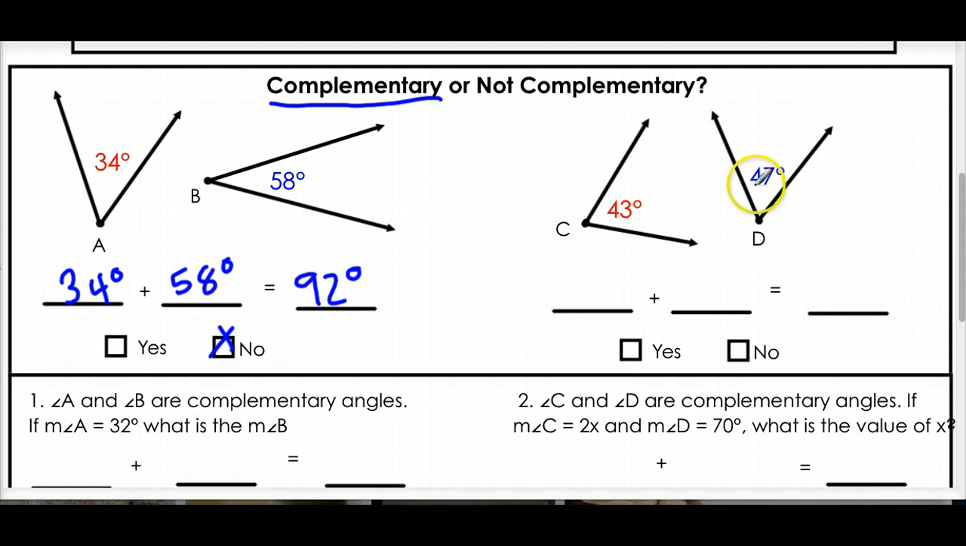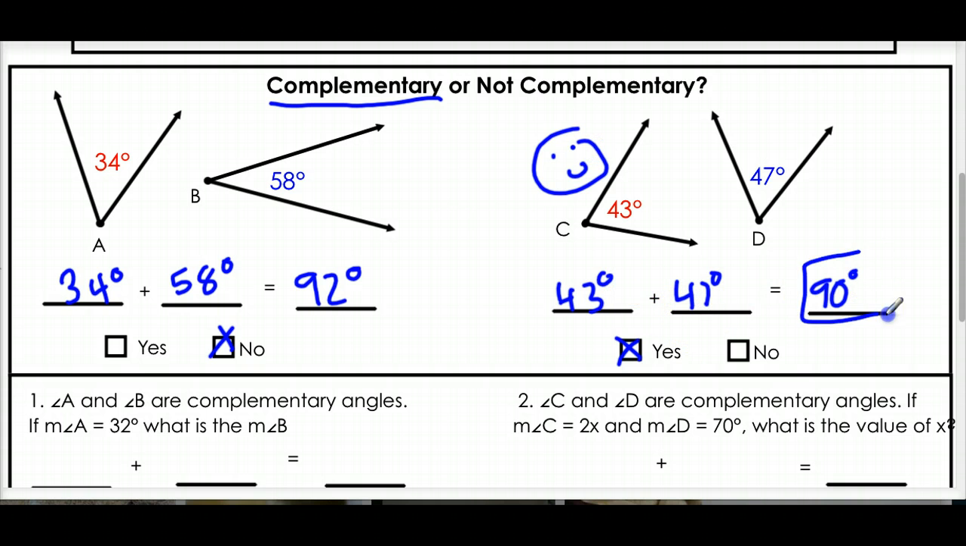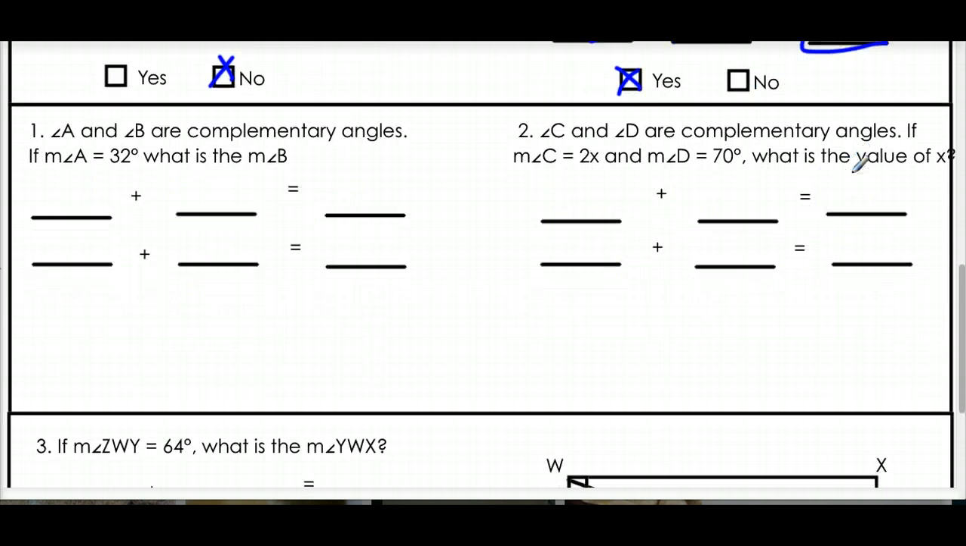Second angles. We got 43 and we got 47 degrees. We add those up, put that in the calculator, and we get 90. Are those complementary? Yes, you're our friends. You did it. You are complementary angles because they add up to 90. So angle A and B are complementary.